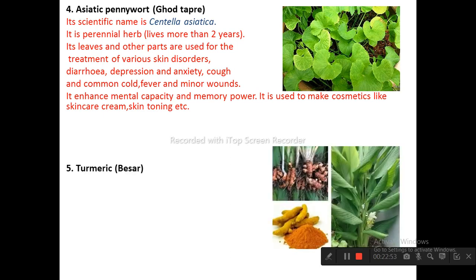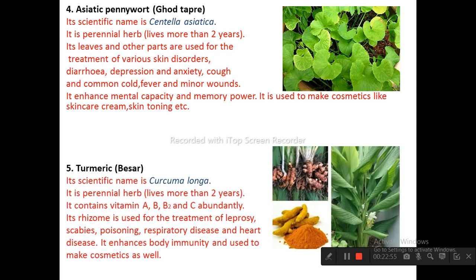Next one is turmeric, which is also commonly known as besar. Its scientific name is Curcuma longa. It is a perennial herb and contains vitamins A, B, B2 and C abundantly. Its rhizome is used for the treatment of leprosy, scabies, poisoning, respiratory diseases and heart diseases. It enhances body immunity and is used to make cosmetics as well.